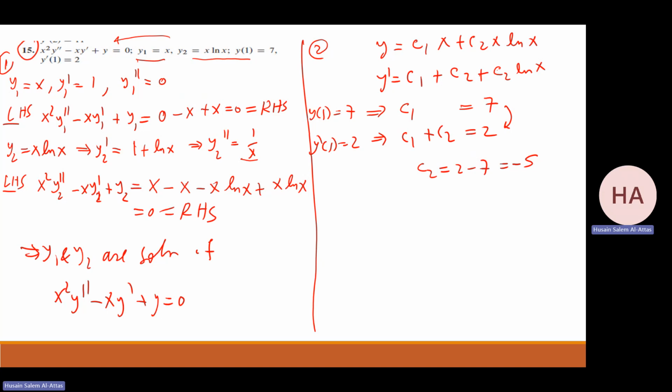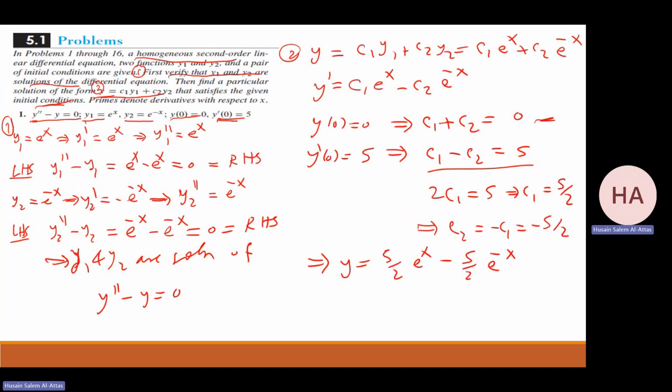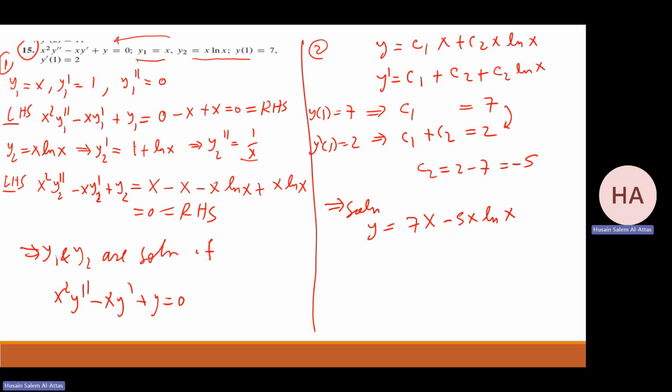So it will be my answer. Solution y equals C1 x, C1 is what? 7. X and C2 is minus 5, x ln x. That will be my answer. Okay, this is what I will do. I will try to choose some problems in each group of questions.